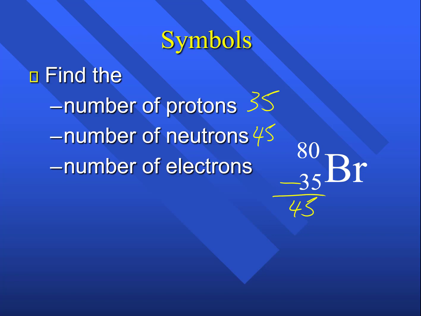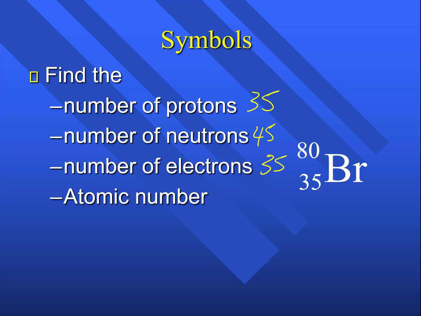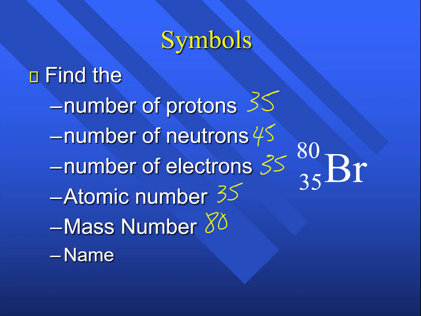Hey, number of electrons. 35. Atomic number. 35. Mass number. 80. Because it's written on there, right? Bromine 35. Yeah, all bromines are 35. This one is 80. Right? All bromines are 35, but this one has a mass number of 80. So 35 is what bromine has in common. You don't want to write down what it has in common because you already wrote its name. And we don't want to be redundant again.